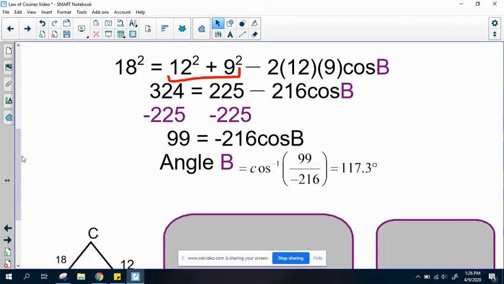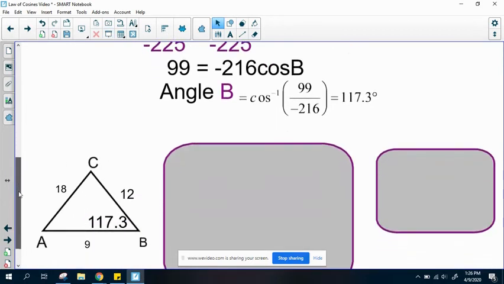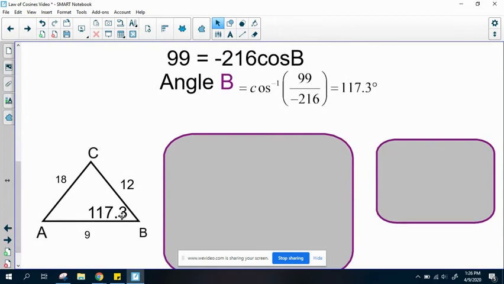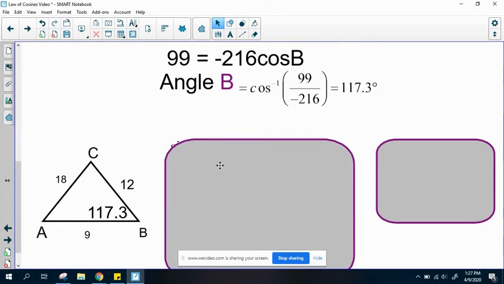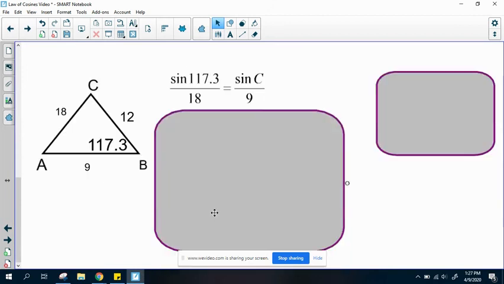107.3. So now I know this angle. Once again, because I have a matching pair, I can stop using law of cosines and start using law of sines because it's a lot faster. I'm going to find angle C because it's the smallest side. So I'm going to set up my proportion. The sine of the angle over the side, 18, equals sine of C over 9, because that's what it's equal to.